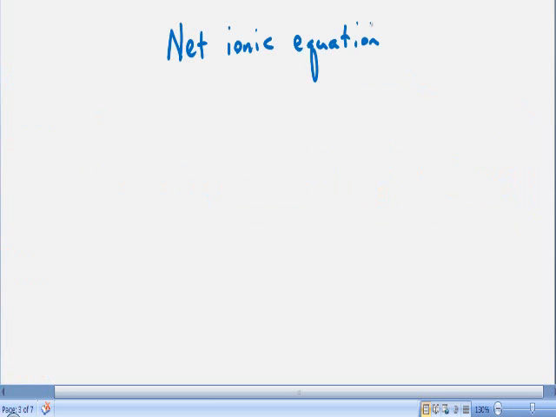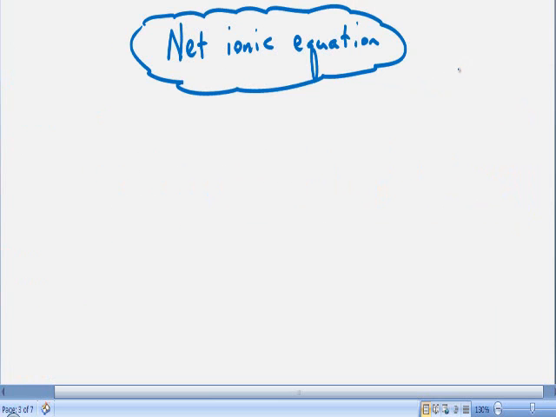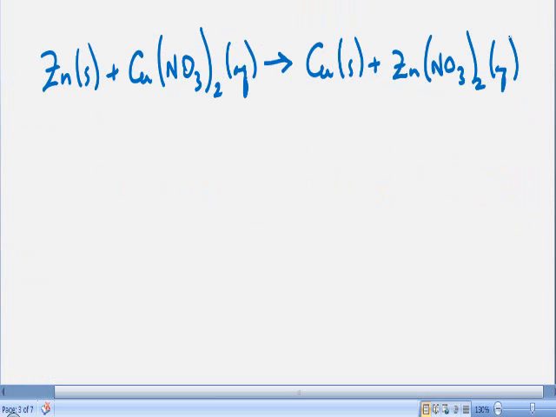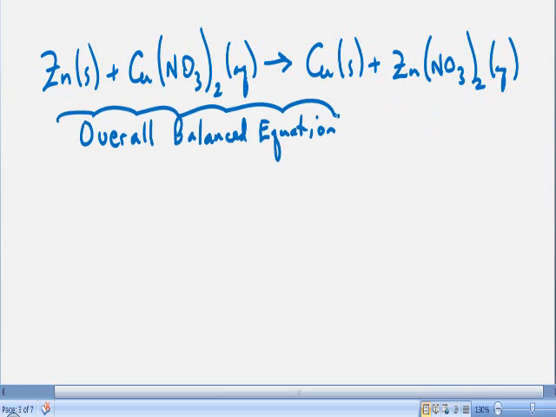Now another skill we're going to add to our chemistry repertoire is how to write something called a net ionic equation, which comes into play with single replacement reactions. Earlier, as an example of a successful single replacement reaction, we used the reaction where elemental zinc reacts with copper 2 nitrate to make elemental copper and zinc nitrate aqueous solution. This equation is referred to as the overall balanced equation.